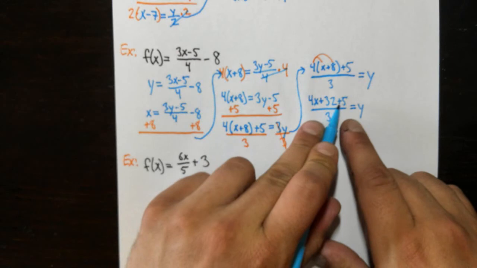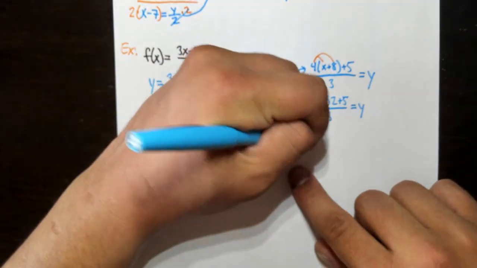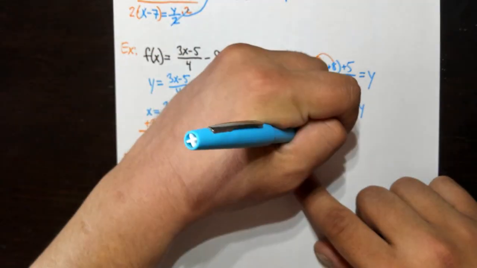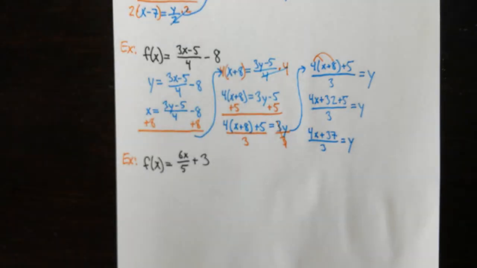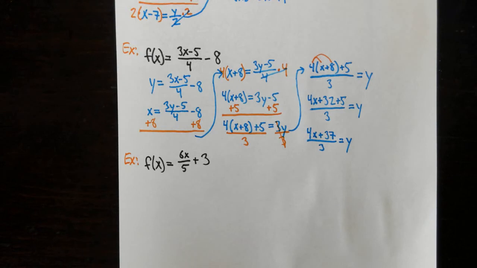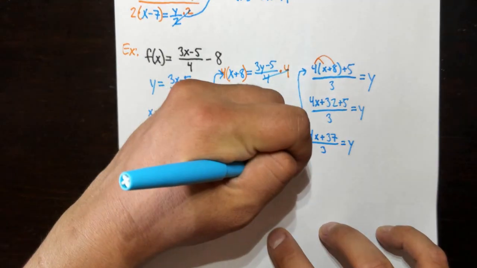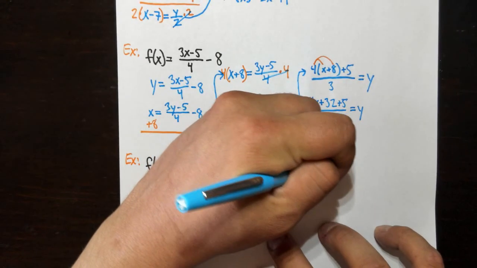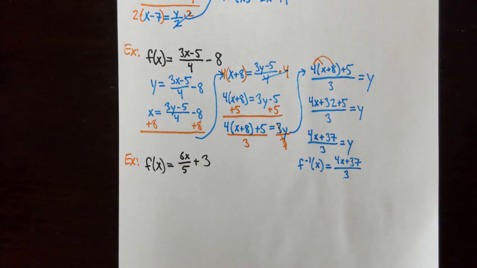And then we can combine the 32 and 5. So we're just simplifying right now. 4x plus, let's see, that's going to be 37 over 3 equals y. And then finally, last step, turn that y into an f inverse of x, and we're done. So f inverse of x is equal to (4x plus 37) over 3. And that's that function's inverse.